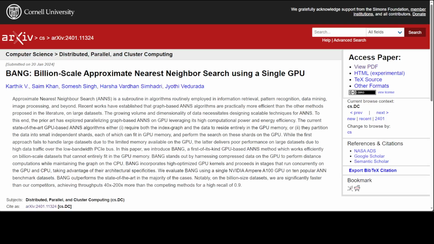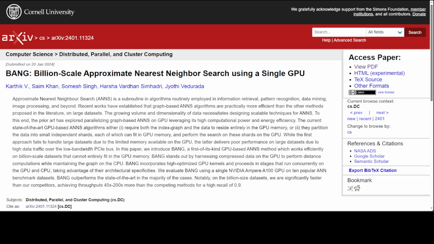Hello guys, in this video I am going to give you a quick introduction into this new research which is called BANG. BANG is a first of its kind GPU based ANNS method which works efficiently on billion scale datasets that cannot entirely fit in the GPU memory.